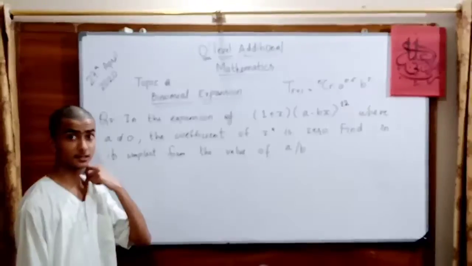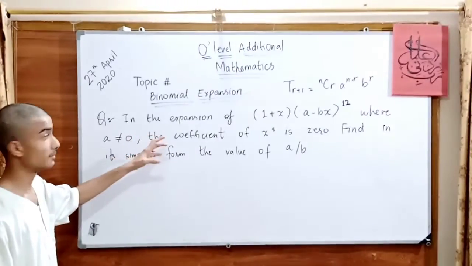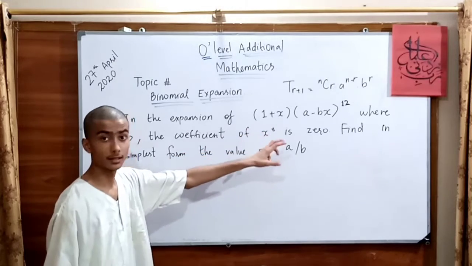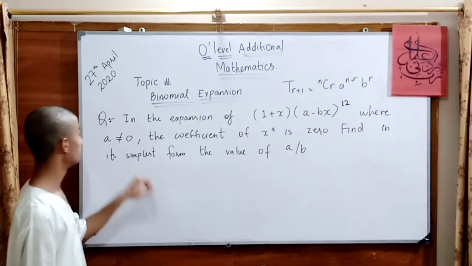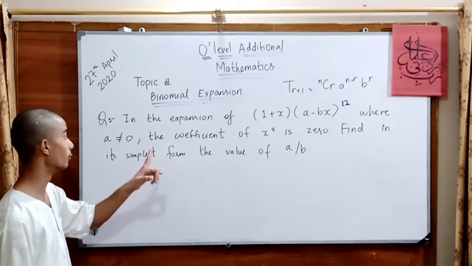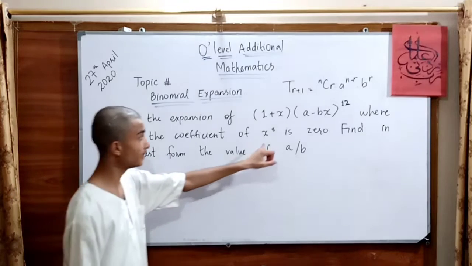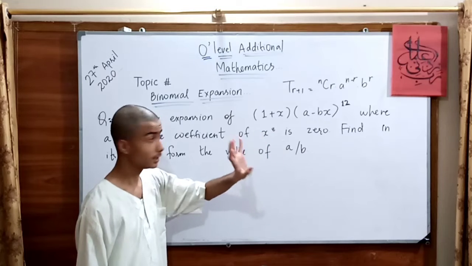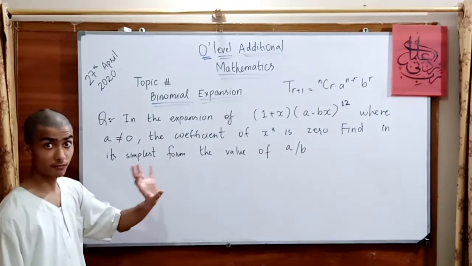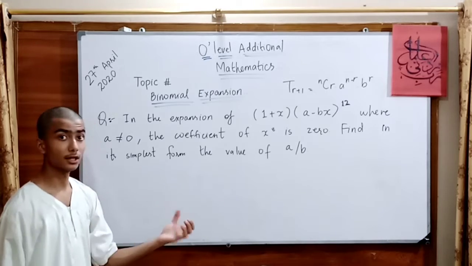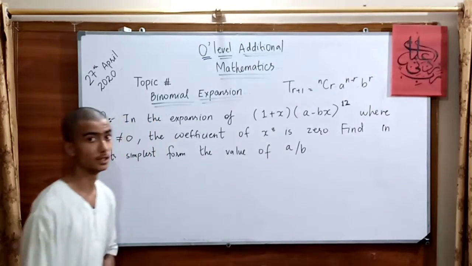In this question, it is clearly written that in the expansion of (1 + x)(a − bx) to the whole power 12, where a is not 0, the coefficient of x^8 is 0. We have to find, in simplest form, the ratio of a to b.